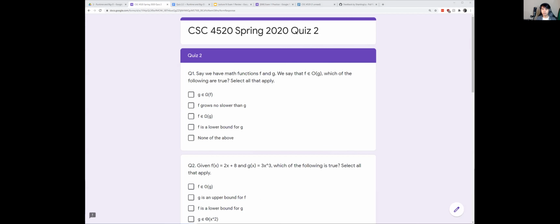All right, so if we look at this, the first thing we're being asked is, given a math function f and a math function g, we say that f is in big O of g. Which of the following are true? All right, and we got a bunch of different options.